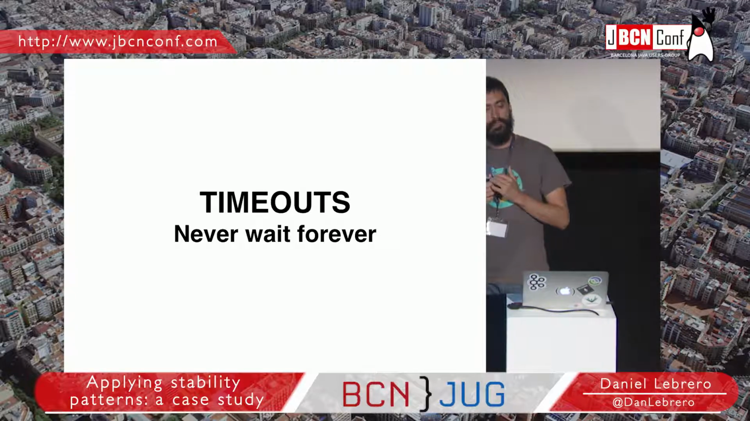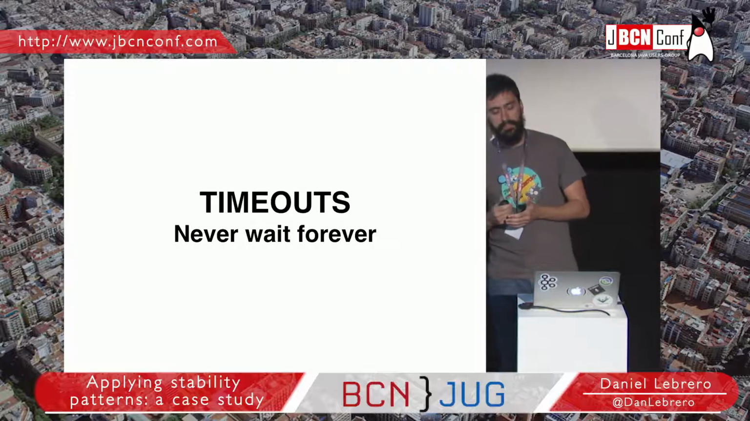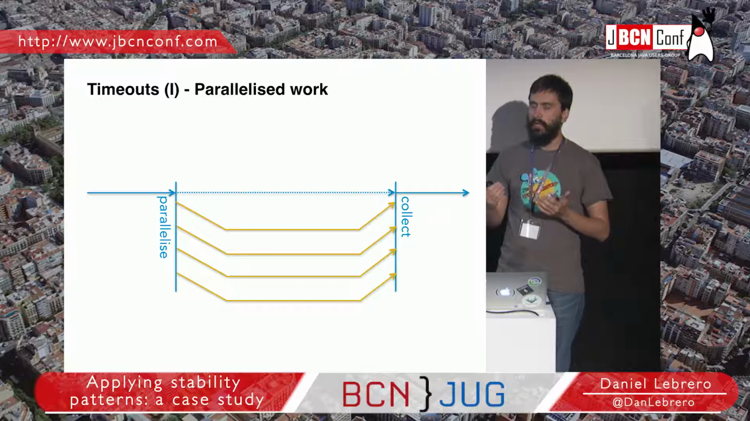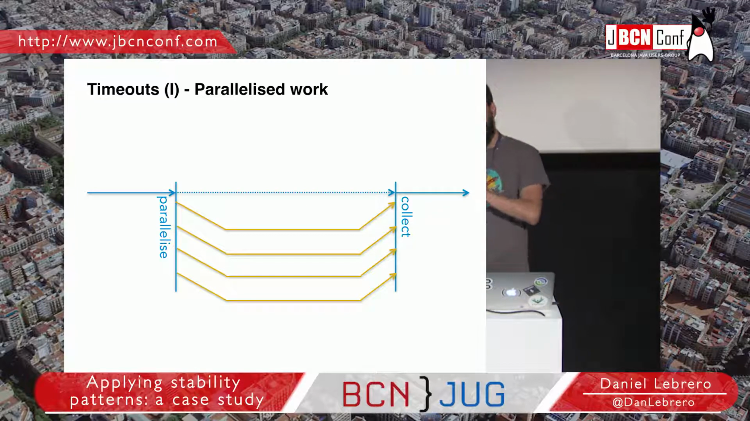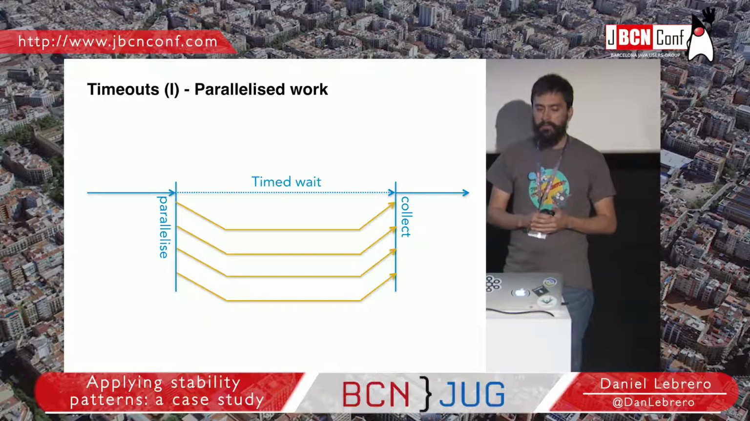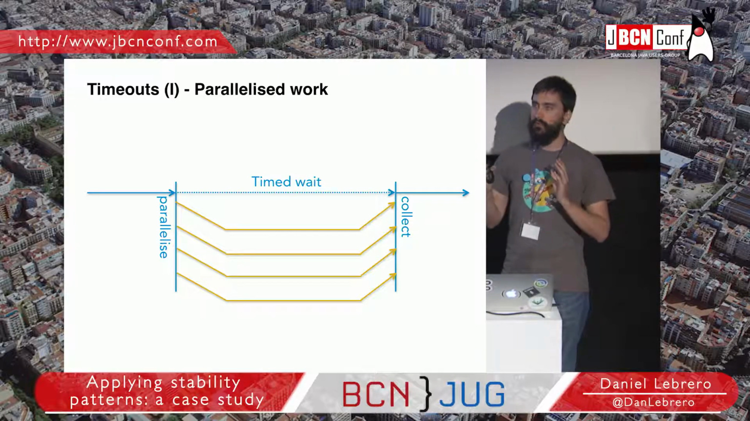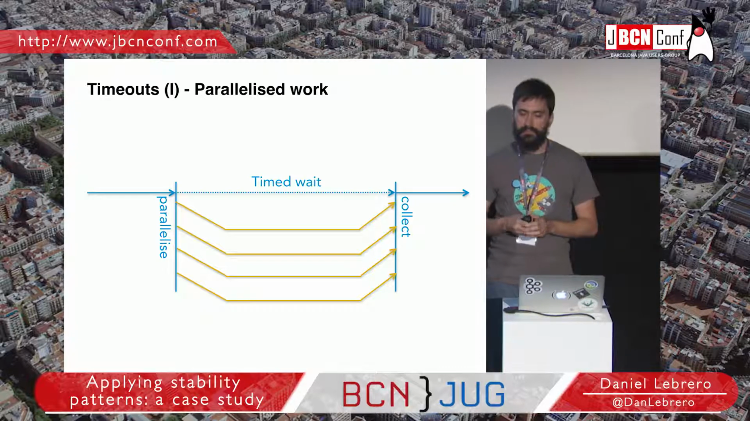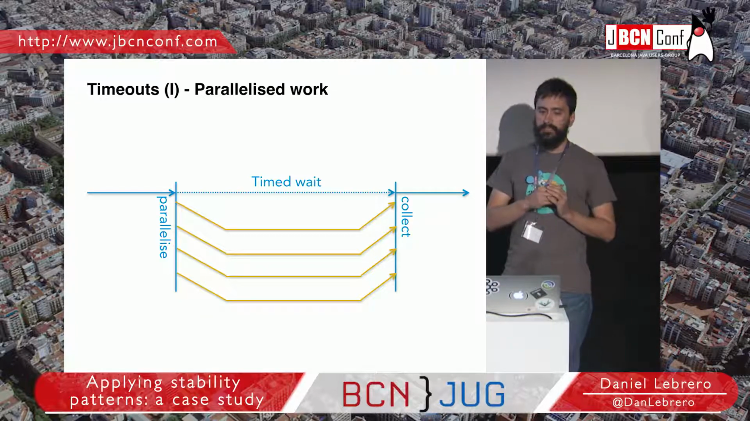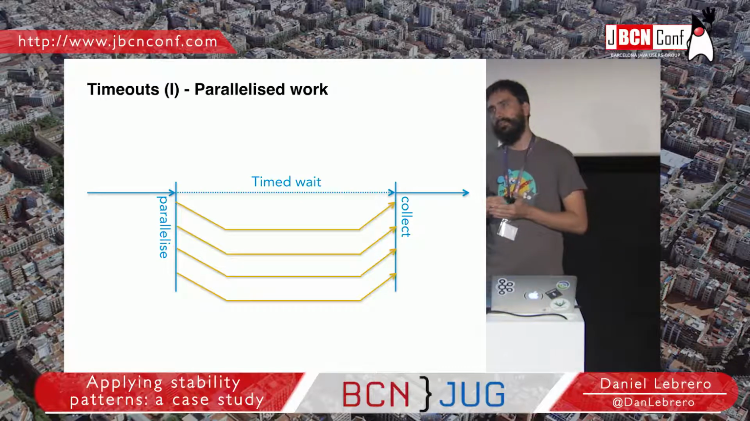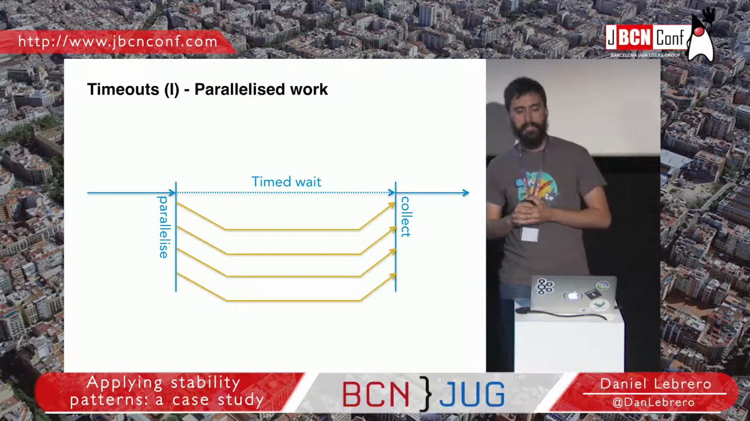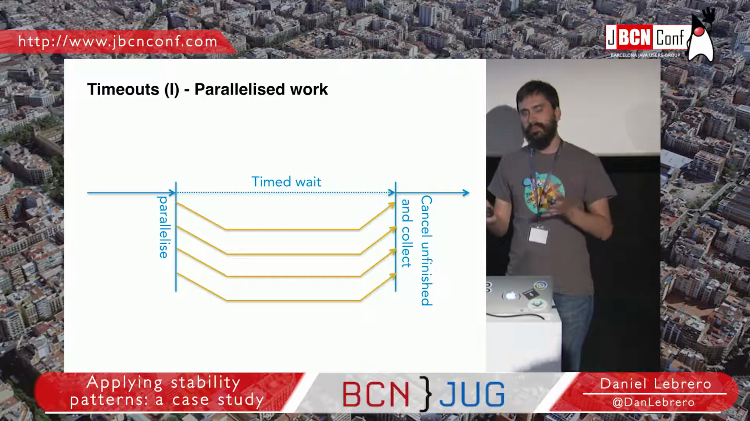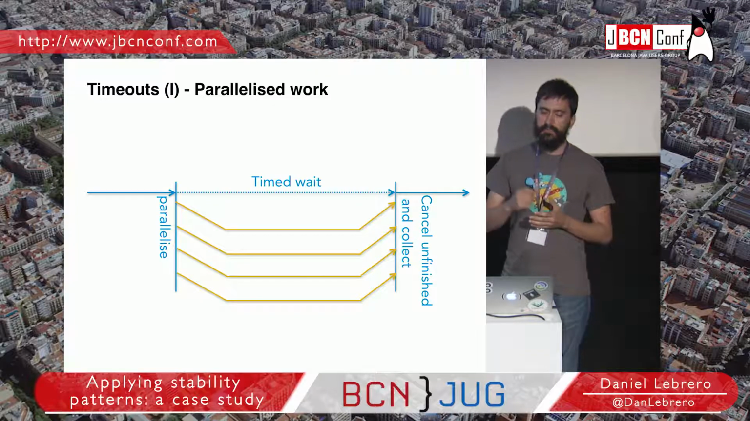So let's see how we have used this pattern in our case. The first place that we use this pattern is when we parallelize the work. When we create those tasks and run them in parallel, the main thread, the Tomcat thread, is going to wait a maximum amount of time. If the tasks finish within milliseconds, the Tomcat thread will just get the data and send it straight away. But if any of the tasks take longer than that time, the Tomcat thread will cancel any unfinished task, collect as much information as it can, and send that to the client.